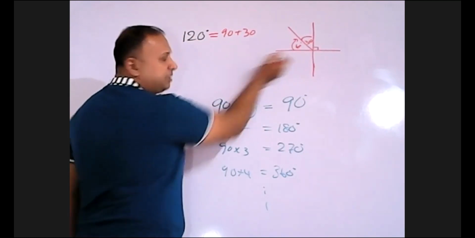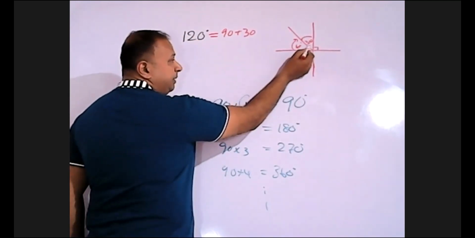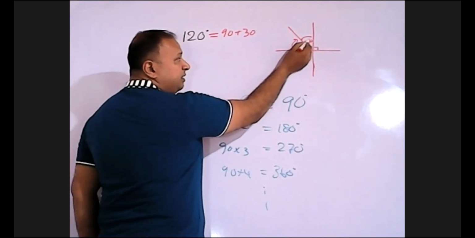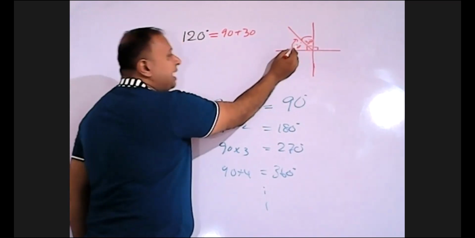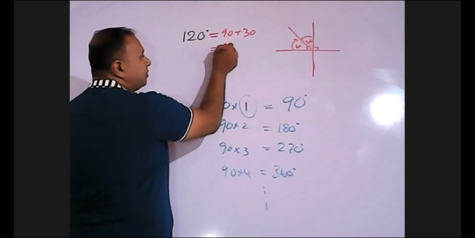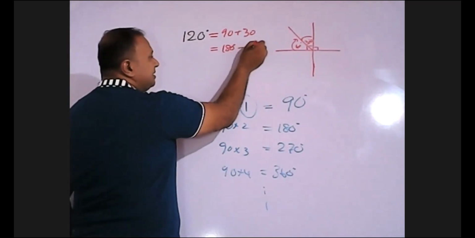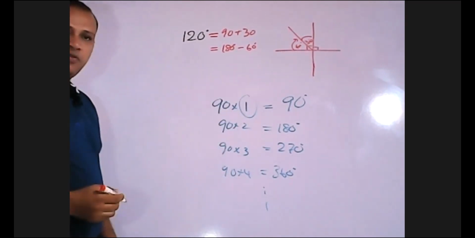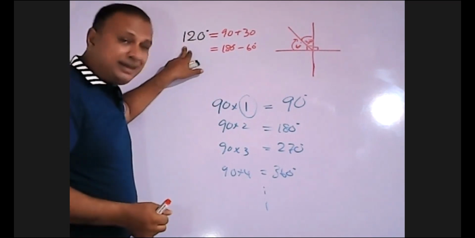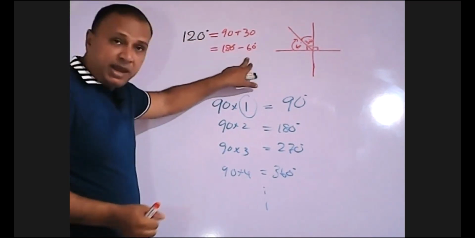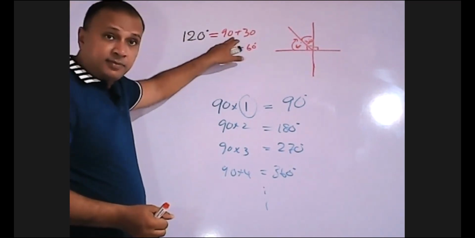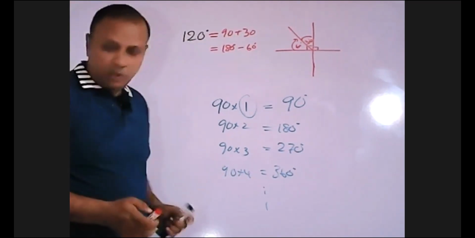Or we can represent the same thing. You know, this angle is 60, no? Because the entire angle is 90. If this angle is 30, this angle should be 60. Therefore, we can represent it as 180 minus 60. Therefore, any angle can be written as an addition or subtraction between an acute angle and an integral multiplication of 90.